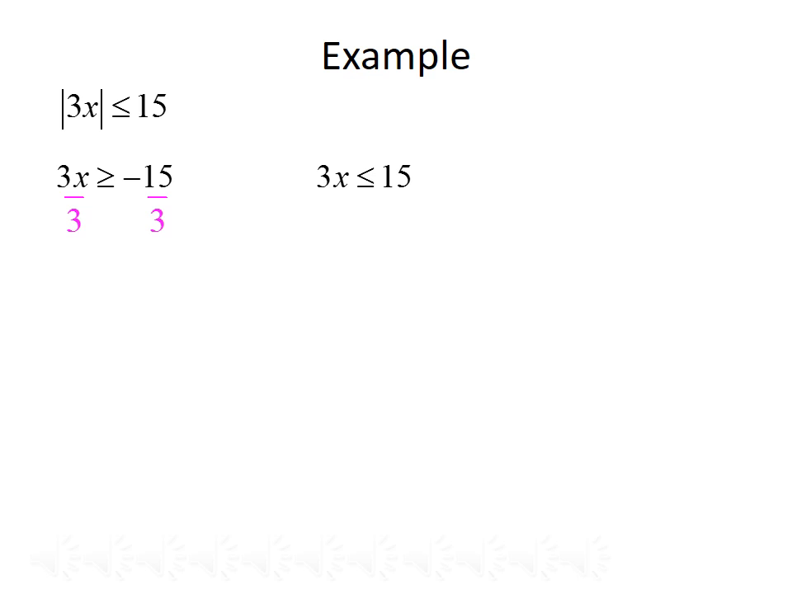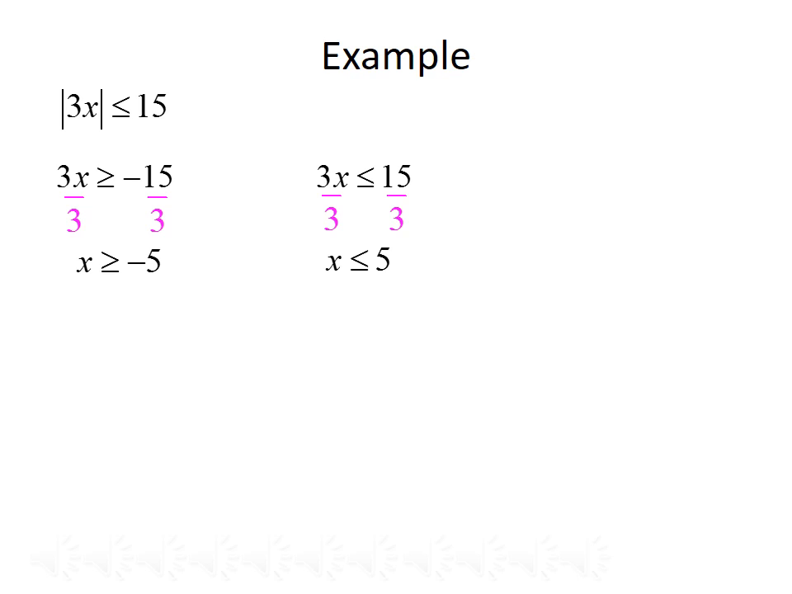To solve 3x is greater than or equal to negative 15, we'll divide both sides by 3, and that'll give us x is greater than or equal to negative 5. To solve 3x is less than or equal to 15, we'll divide both sides by 3, and that will give us x is less than or equal to positive 5. Now we want to write this in interval notation.